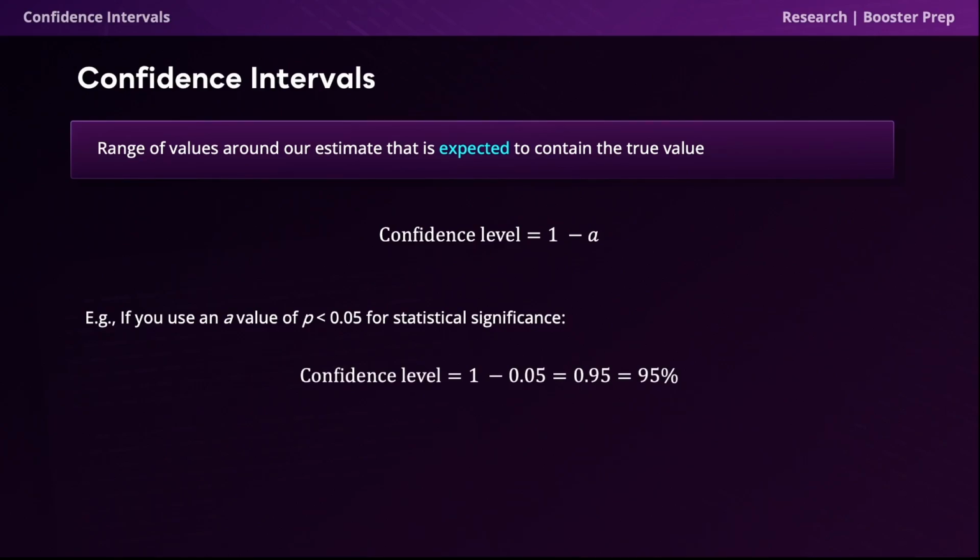Let's say that our risk ratio of 2.25 has a 95% confidence interval of 0.5 to 3.9. It would then be written as follows. The 2.25 refers to the point estimate for the risk ratio. The 95% refers to the fact that we are 95% confident that the true risk ratio lies within the confidence interval, which has a range of 0.5 to 3.9.